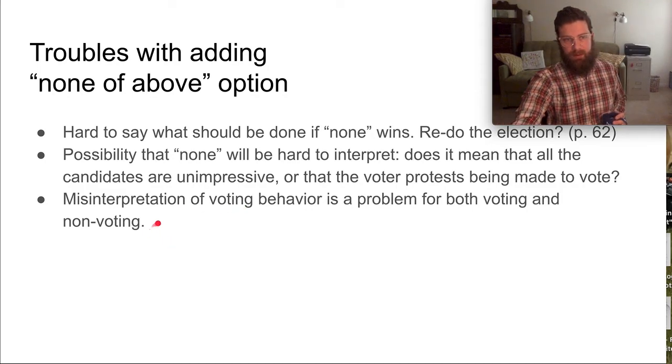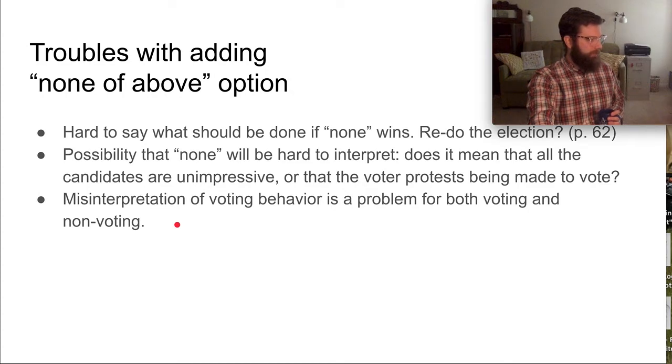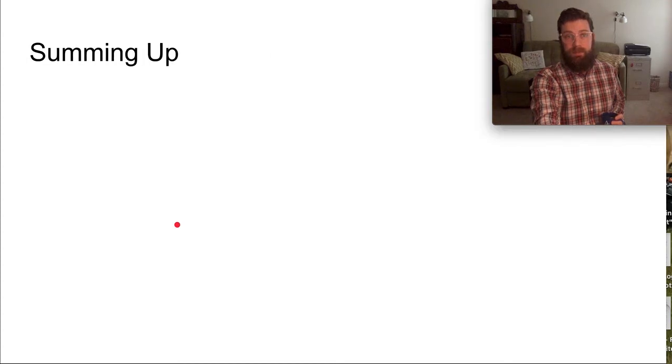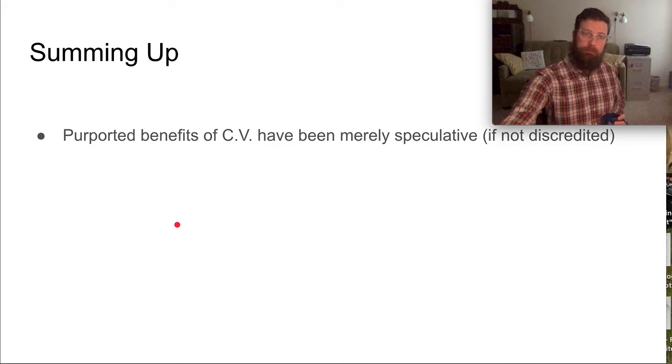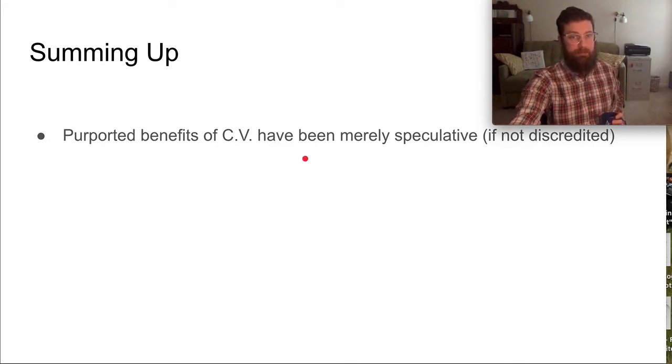But the point that voting behavior can be hard to interpret, according to Lever, is going to weaken the case for this point that we lose government legitimacy when we don't have everybody turning up to the poll, because non-voting might be seen as a kind of expression in and of itself. So, just to sum up, Lever has pointed out that the purported benefits of compulsory voting have been merely speculative, when we claim that it will make campaigning more efficient or less negative, and in some cases, these purported benefits have even been discredited.